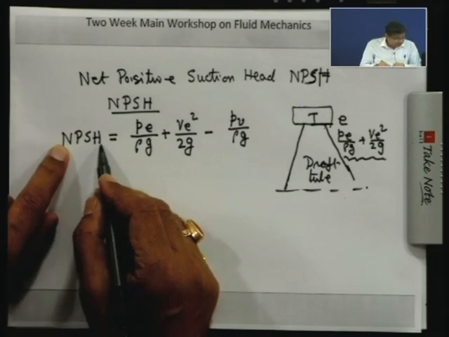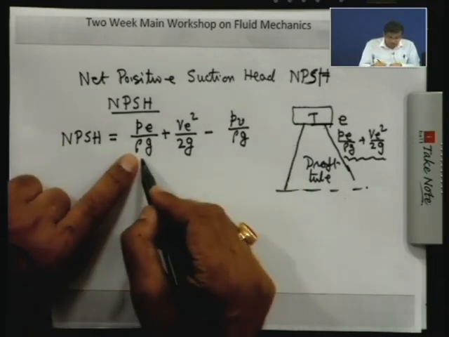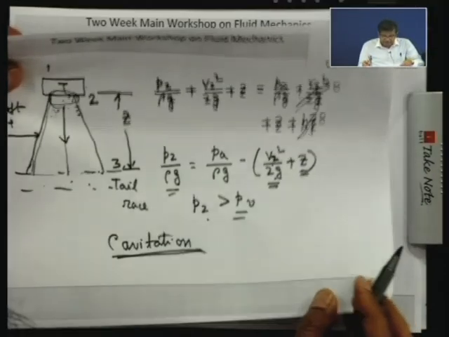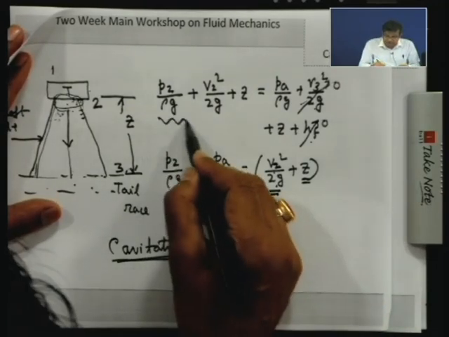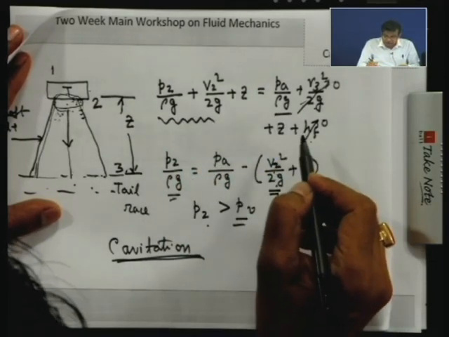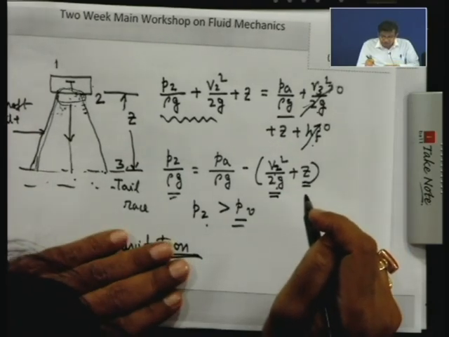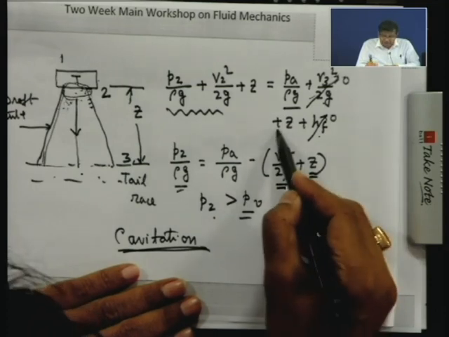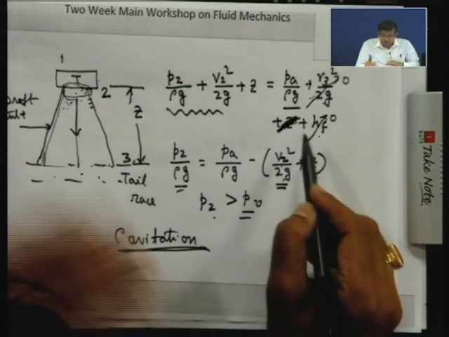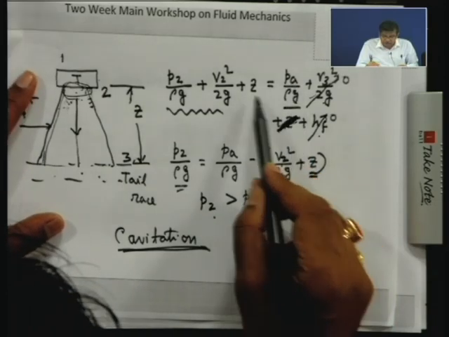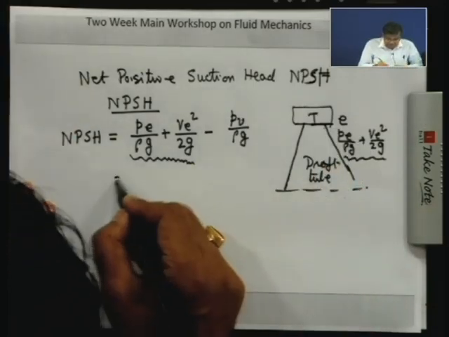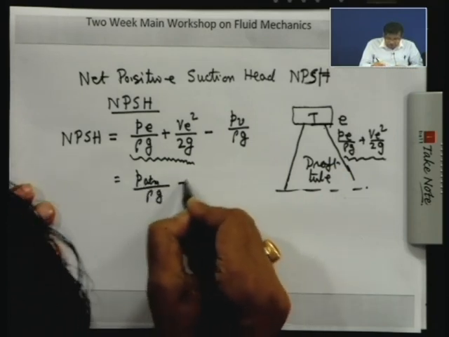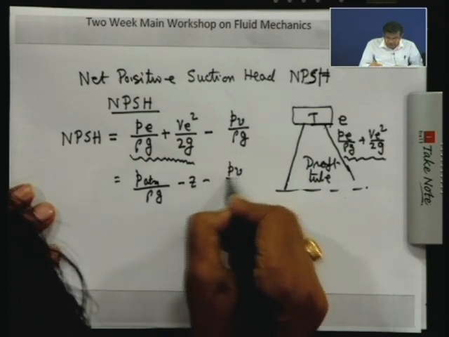All right, this is written like that. Now I know that you have seen that P by rho g plus V square by 2g is nothing but P atmospheric by rho g minus Z. Here what I have written? That Z should not be there. Sorry. So therefore, this is P atmospheric by rho g minus Z. So one can write this as P atmospheric by rho g minus Z minus PV by rho g.